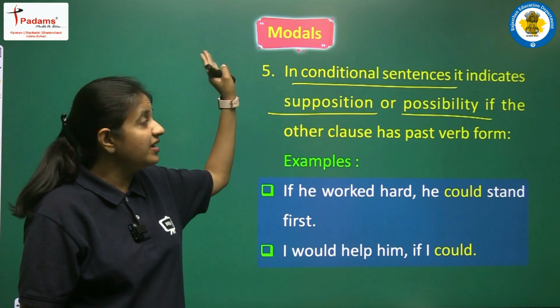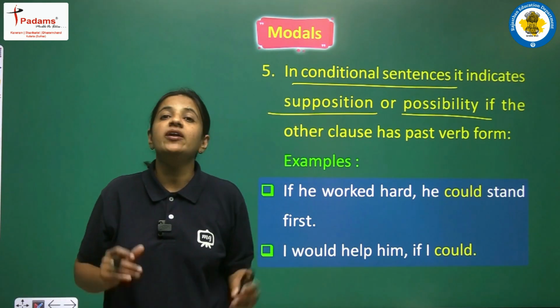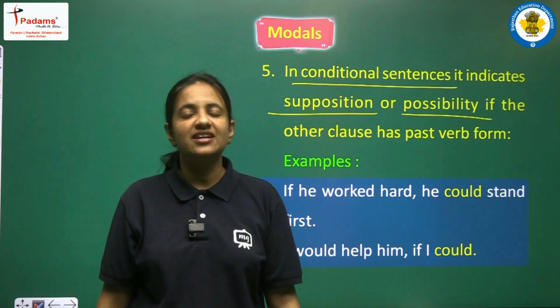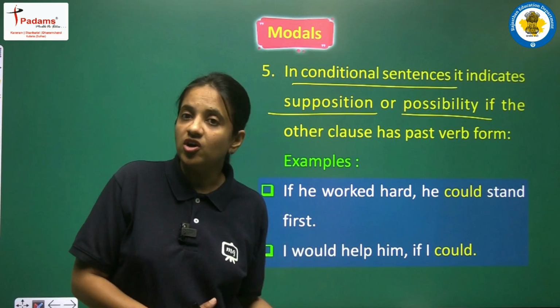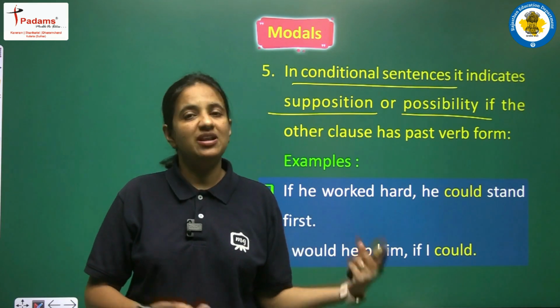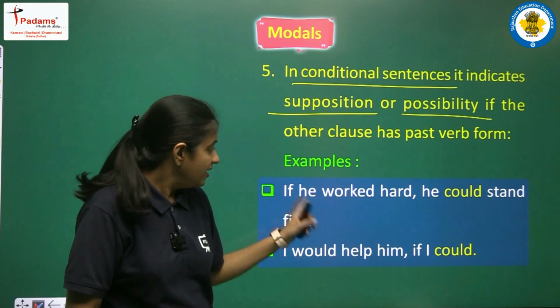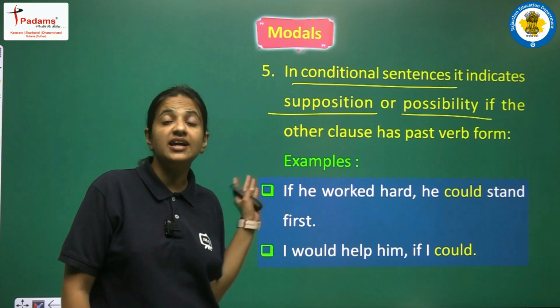And if we are having a conditional sentence, so students, first of all we have to understand what a conditional sentence actually means. Conditional sentences are sentences in which we are having two different clauses. In one clause there would be one kind of condition, and in the second clause we will have the result. Okay. So let's see the example to clear this. If he worked hard, he could stand first. So this is a conditional sentence.